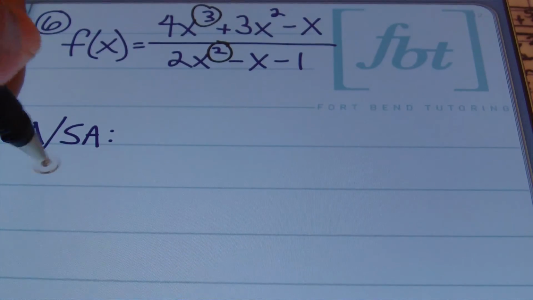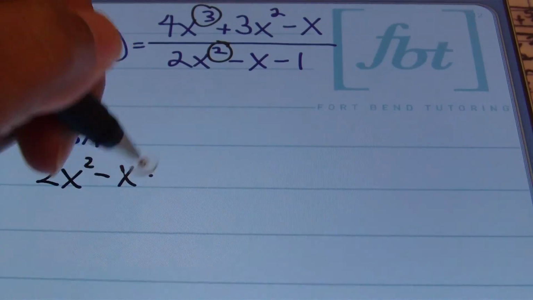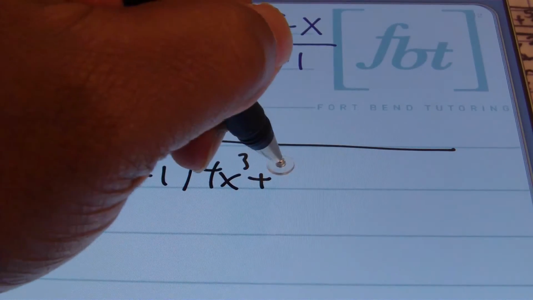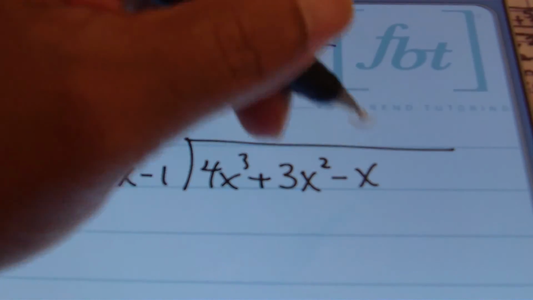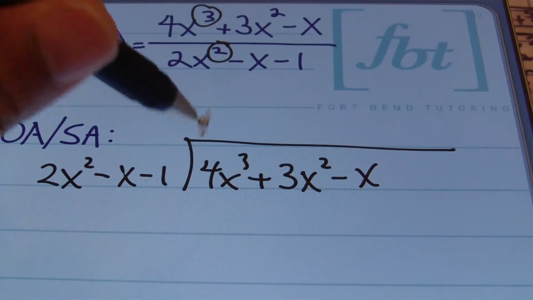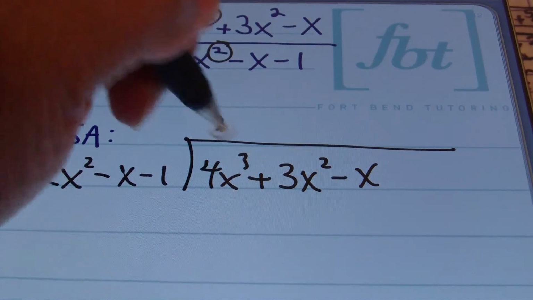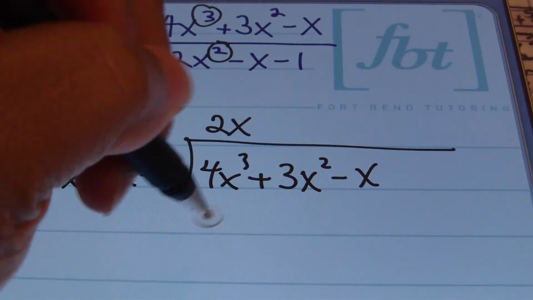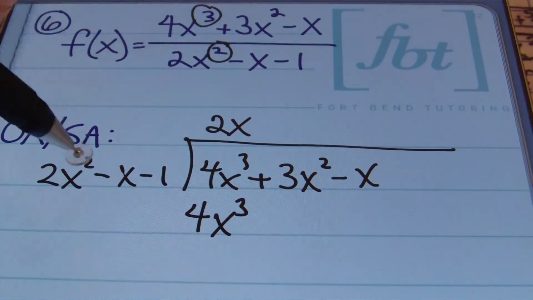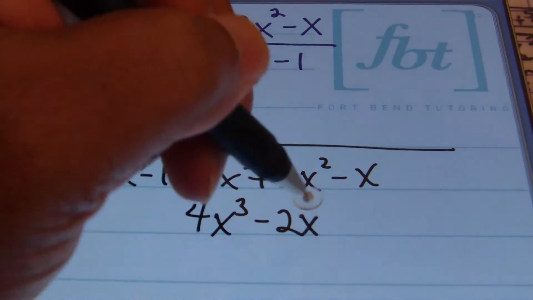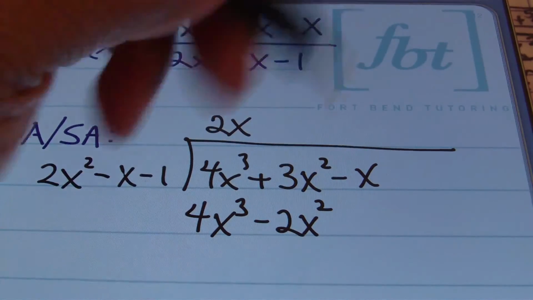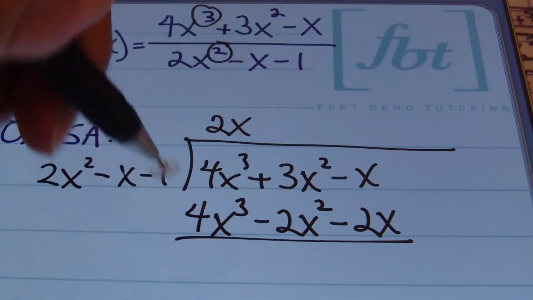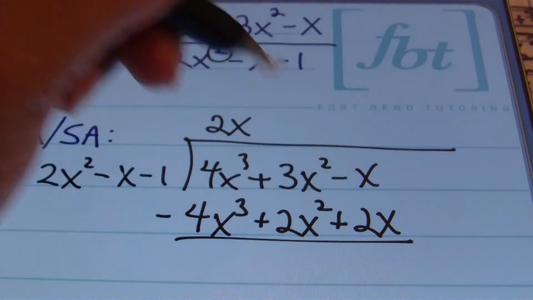So my divisor is going to be 2x squared minus x minus 1 going into 4x cubed plus 3x squared minus x. I'll need to multiply 2x squared times 2x in order to get that 4x cubed. So next I'll be distributing. So 2x times 2x squared is 4x cubed. 2x times negative x gives me negative 2x squared. And then 2x times -1 is negative 2x. From here, I'll be changing the signs. So this is a negative, a positive, and a positive.